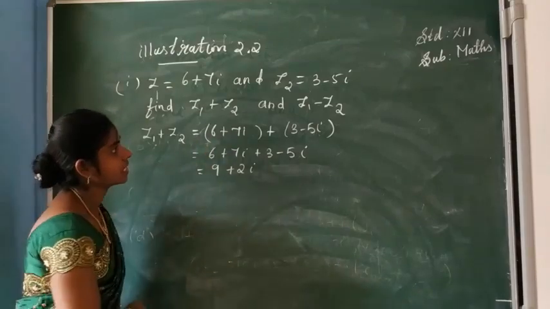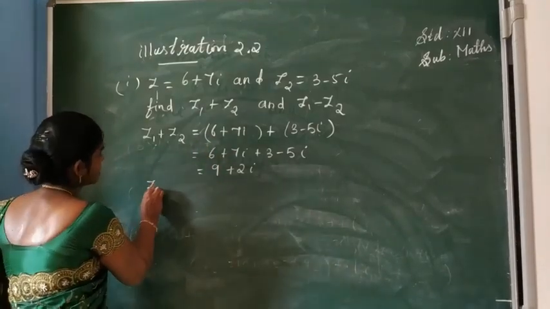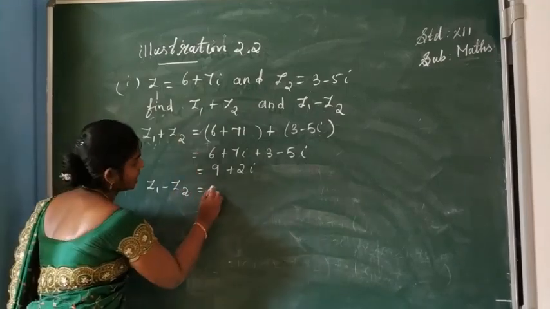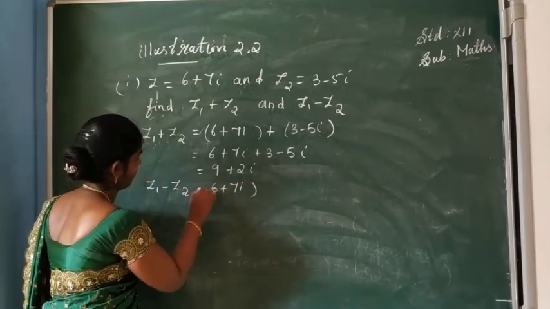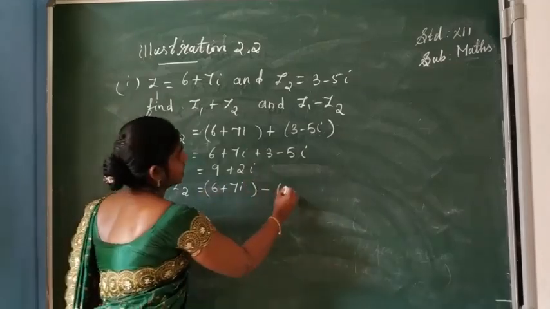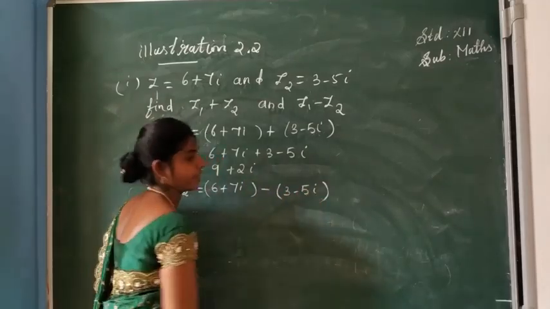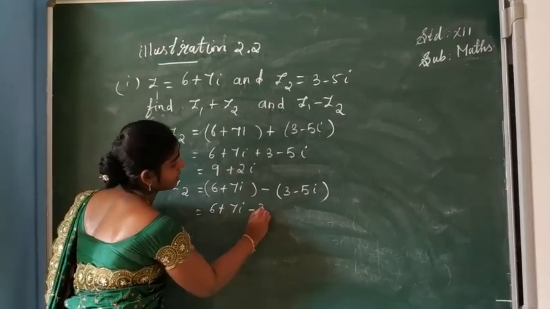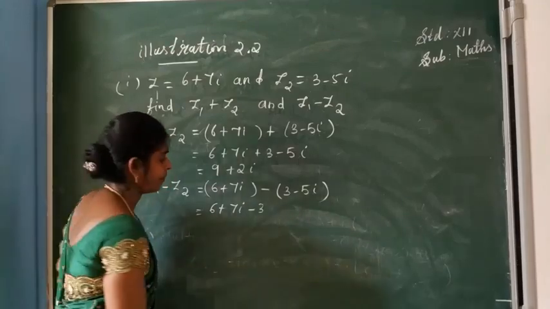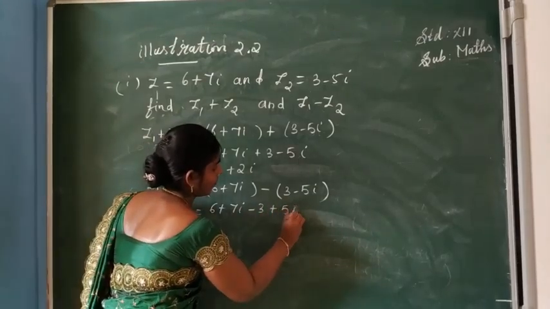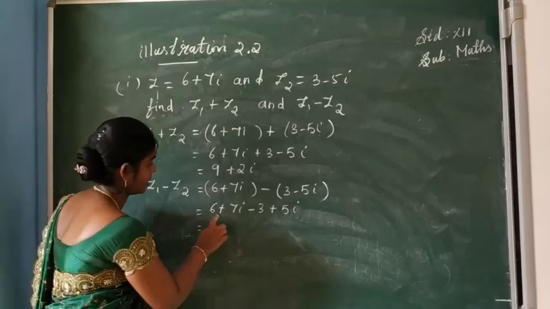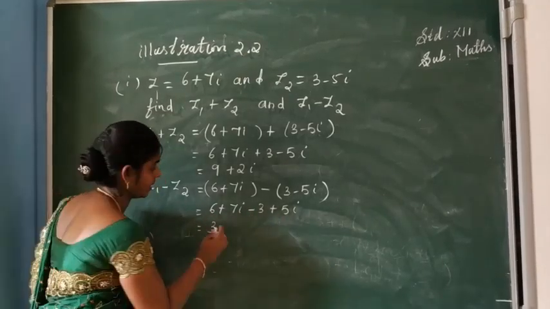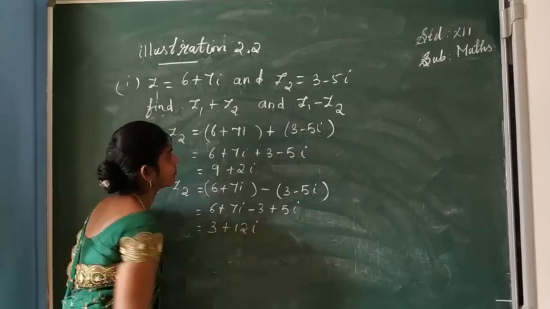Next we find z1 minus z2. z1 minus z2 equal to z1 value 6 plus 7i minus 3 minus 5i, equal to 6 plus 7i minus 3, minus into minus is plus, so plus 5i. Add the like terms: 6 minus 3, 3, 7 plus 5, 12, so 3 plus 12i.